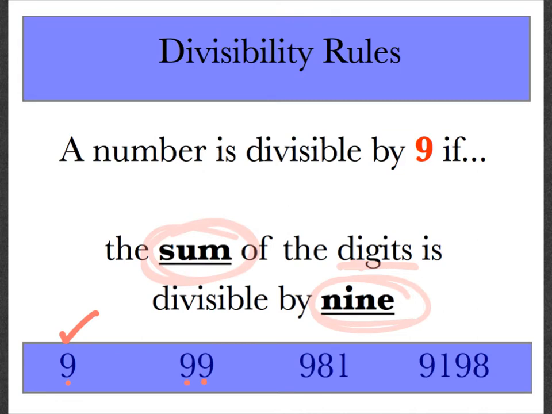Can 9 go into 18? Yes, it can. 2 times 9 is 18. 9 plus 8 plus 1 is also 18. So 9 does go into 18. 2 times 9 is 18. The next one, we have 9 plus 1 plus 9 plus 8, which is 27. And yes, 9 does go into 27 because 9 times 3 is 27.